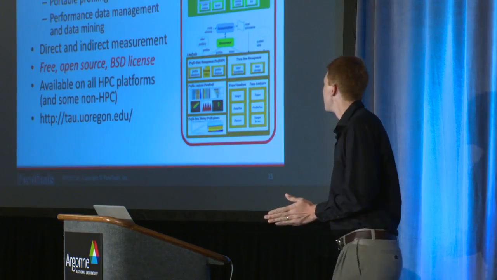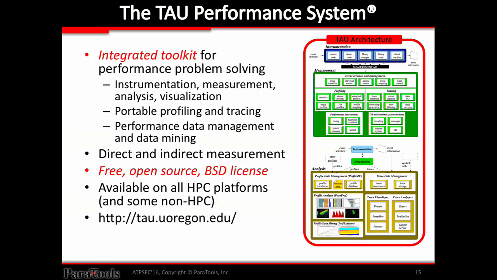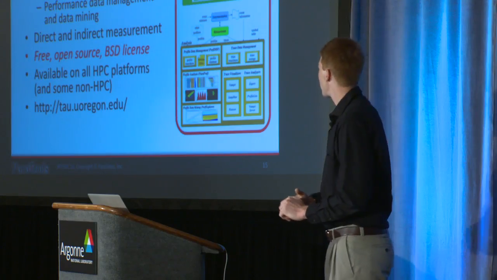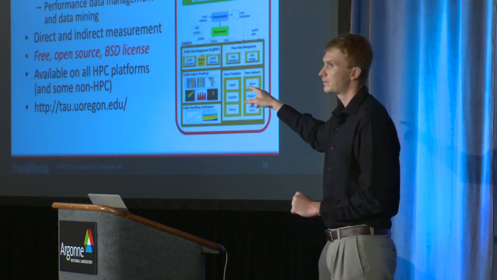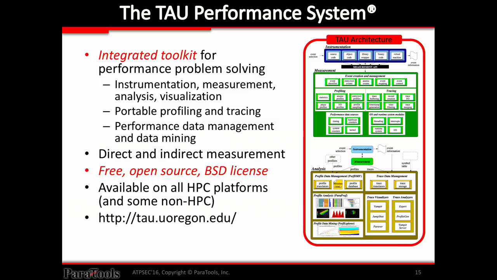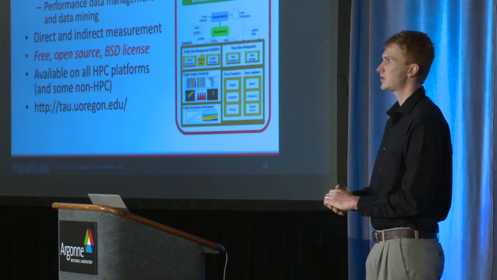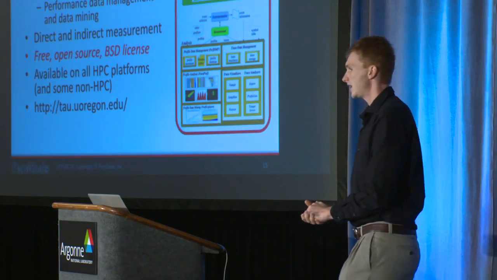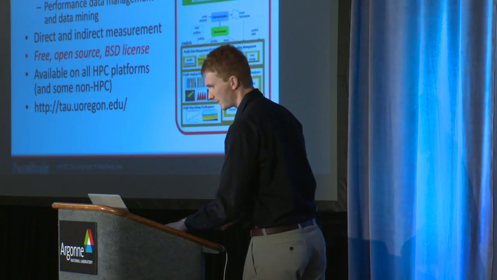The Tau Performance System has been developed for over 20 years now. It's a project out of University of Oregon, and there's a large community of people who contribute code to this. We work with folks like the Score-P developers and Vampir developers and independent performance analysts to constantly improve Tau. Tau is hosted at University of Oregon, and I'm not at University of Oregon, but I'm one of the Tau developers. It's open source under a BSD license, so you can take this, build new things on top of it, and not have to worry about licensing issues.